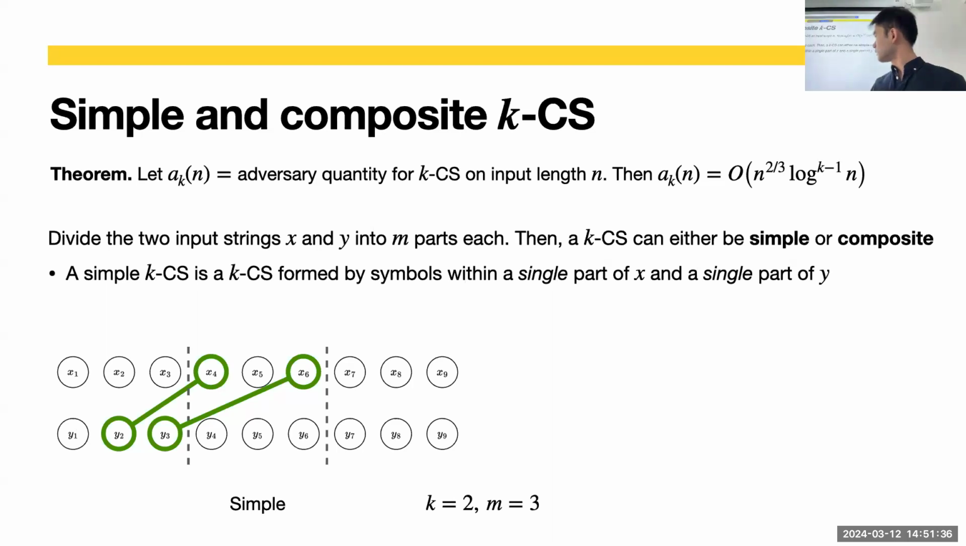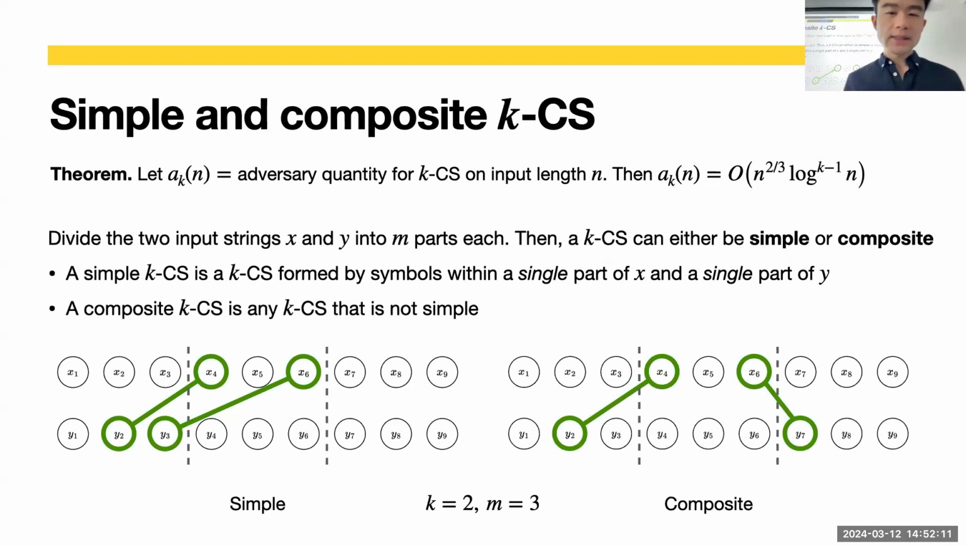So in this diagram, you see an example of a 2CS in the case m is equal to 3. So we split the problem into 3 parts, and we see that there's a subsequence of x and y of length 2 that collide, which is denoted by this green dumbbell shape. And a composite KCS is any KCS that is not simple. So it's formed by collisions between symbols that come from different parts of x and y.